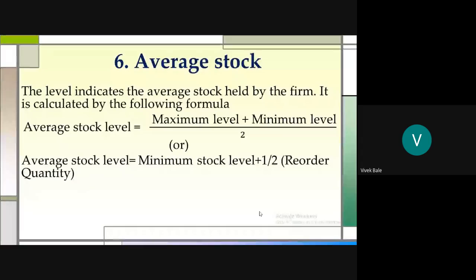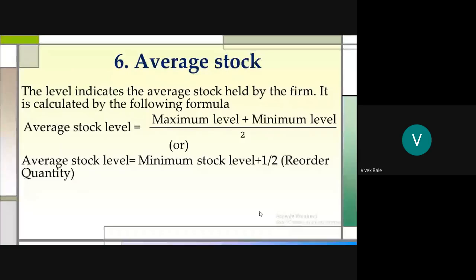Okay, have you understood all the levels of stock? That is minimum level, maximum level, reorder level, then danger level, and the fifth one was average stock level. Reorder quantity was not a level, but it was a quantity to be ordered very economically.